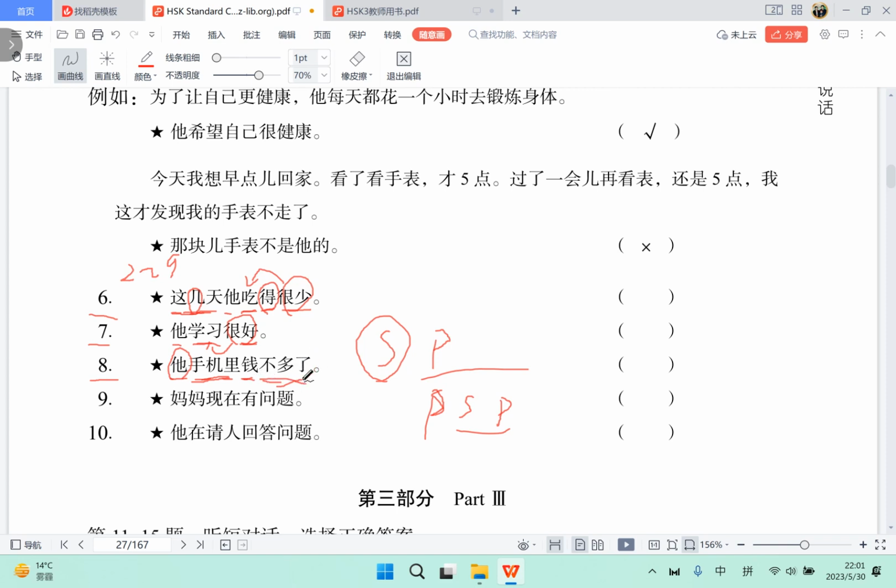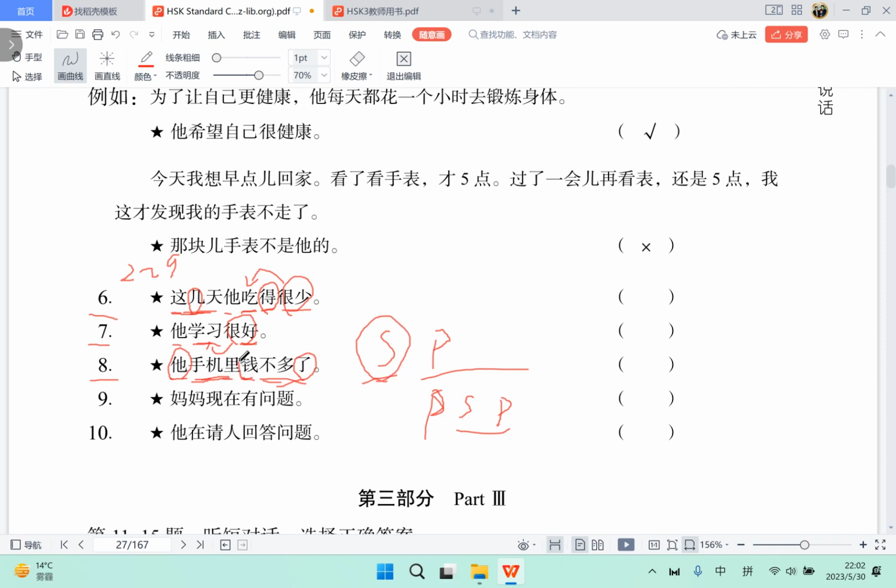So 了 indicates a change, because maybe before there was a lot of money in his cell phone, but now there is not much. So you have to get used to this kind of sentence. In Chinese, we sometimes just throw out the topic of the conversation, then say a complete sentence to describe this topic. This is a very common grammatical feature in the Chinese language.